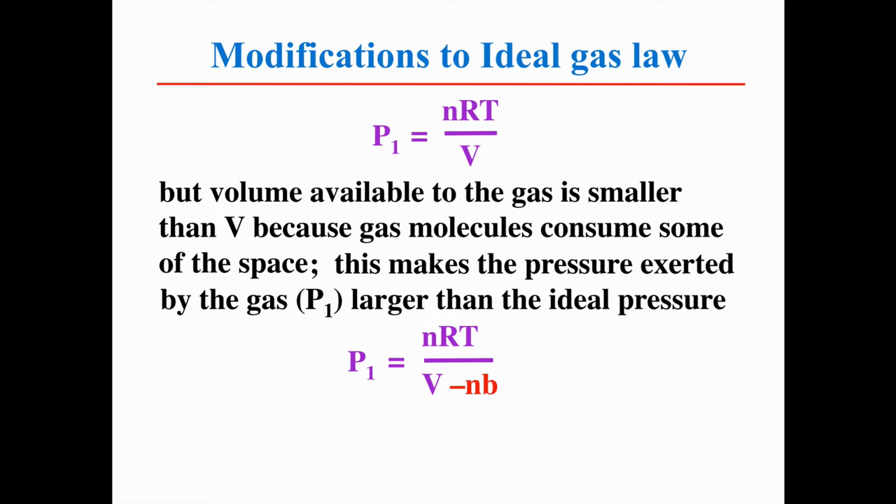So ammonia would have a significant b value because it's a polar molecule. So I multiply it by the number of moles of gas I have, subtract it from the volume, and this will correct for the fact that it's acting like less than a mole of gas. Bring the pressure up.